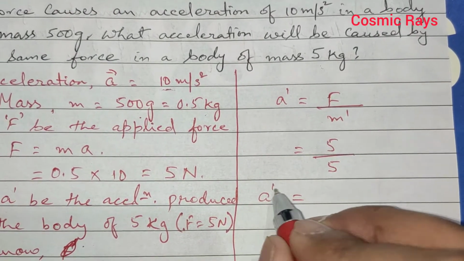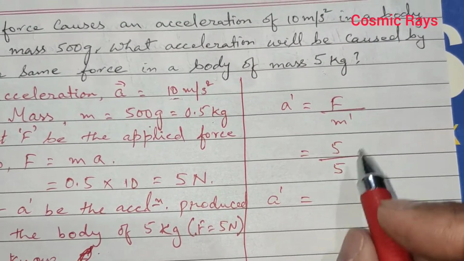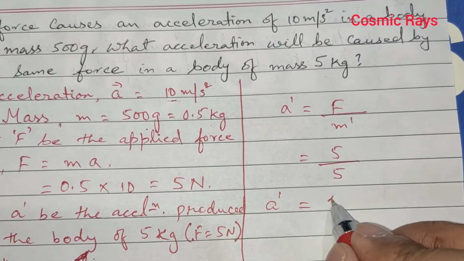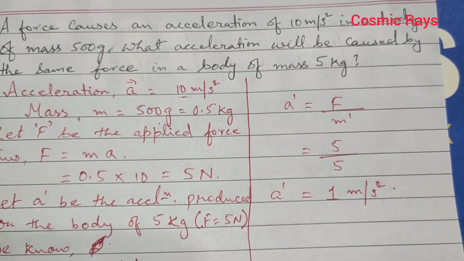So our new acceleration, or the acceleration produced in the body of mass 5 kg, will be nothing but 1, and the unit is meter per second square.